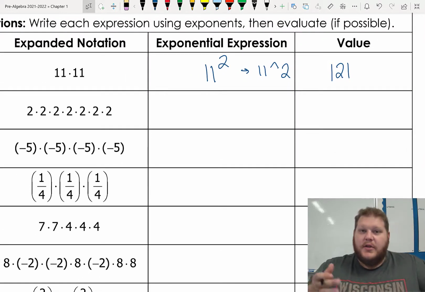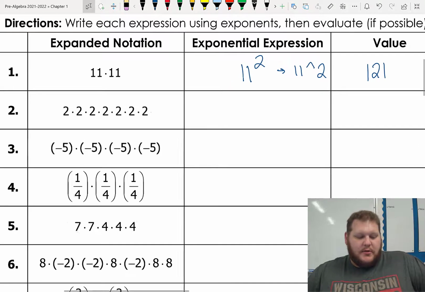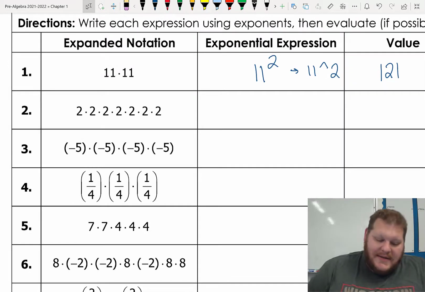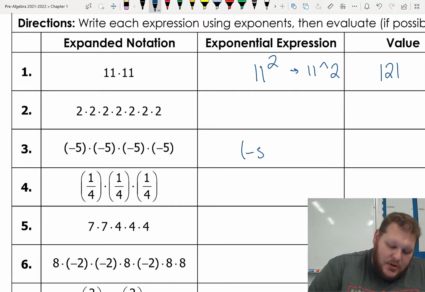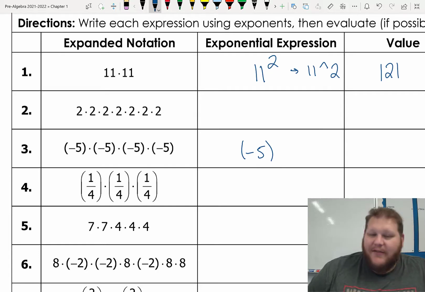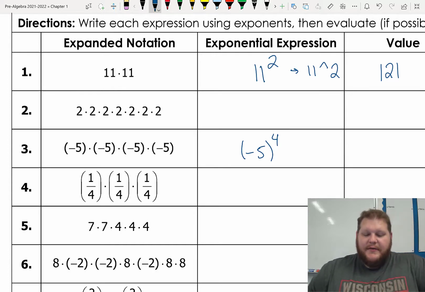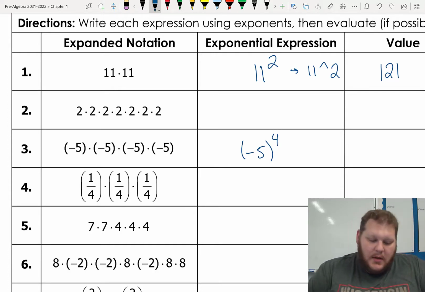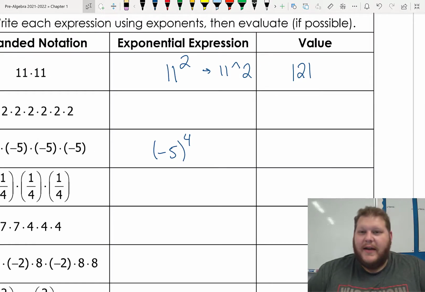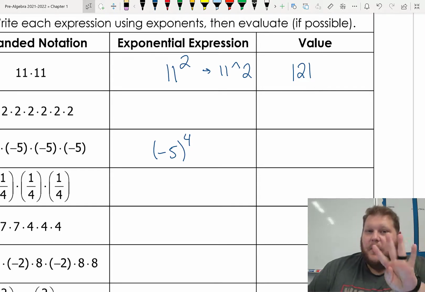To convert to our exponential expression, we're really just counting up how many times they're multiplied together. That is my exponent, and the base stays the same, whatever was multiplied together. So skipping number 2 and going down to number 3, my base here is negative 5. That's not going to change. But I have 4 of them being multiplied together, so negative 5 to the fourth power. If I wanted to evaluate this and find the single number value, I'd have to multiply negative 5 together 4 times.